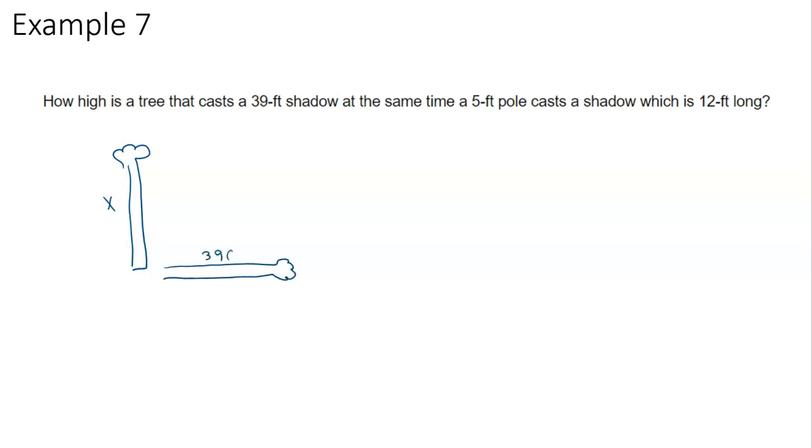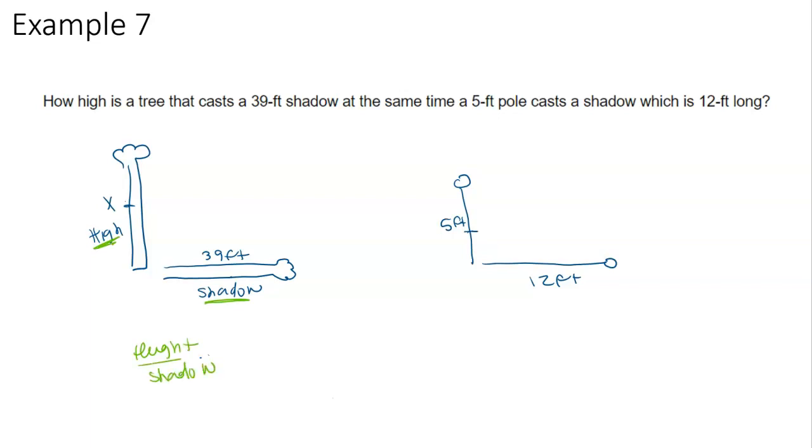So that's 39 feet. At the same time, a 5-foot pole, so we know that that's 5 feet, casts a 12-foot long shadow. All right, so we've got the height here and the shadow. So we've got height over shadow. So we've got x over 39, that's the tree, and that's equal to the pole, and the height of the pole is 5, and the shadow of the pole is 12. So I'm going to use the scale factor here, just because internally 5 times what gives me 12, I don't know, or 12 divided by what gives me 5, so I'll just go across.